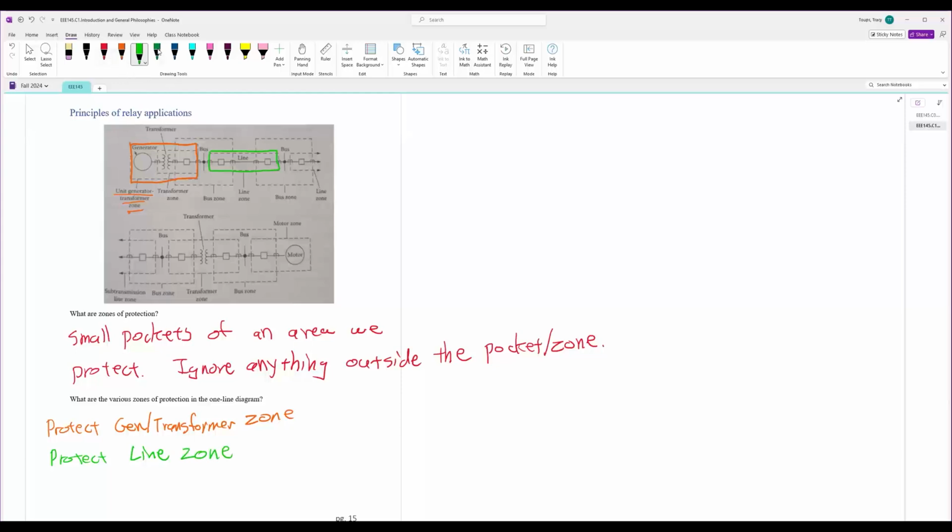What others can we have? Well, let's go down here. We have this group. This is called a bus zone, so this protects the bus. Bus is a fancy way to say node, by the way. If you never heard, a bus equals a node in circuit analysis. That's all it is. Another thing we could do is a motor. So right here, we have a motor. Motors are big and expensive. We need to protect those. We could protect the motor zone.